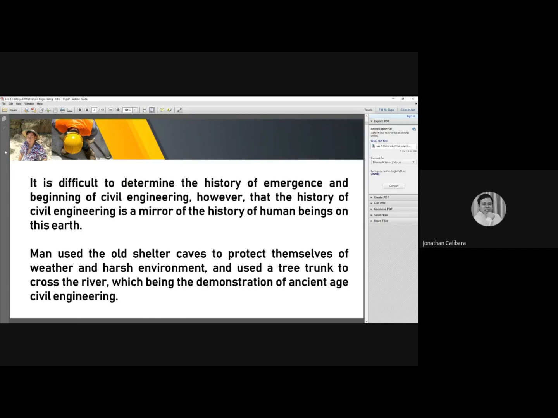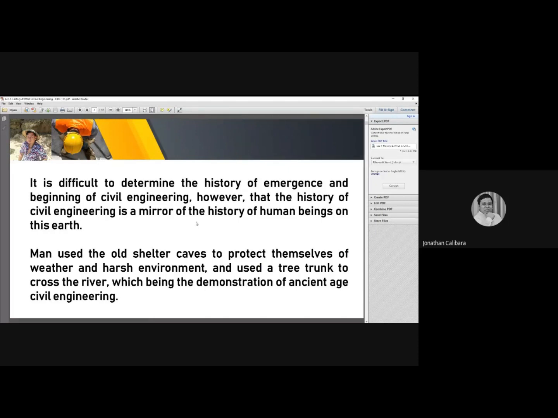So before, their form of living was very simple. They didn't invest in infrastructures, their designs, constructions, and whatsoever that is really needed in the field of sciences. So that is correct. It is the mirror of history, the mirror of human beings on this earth.